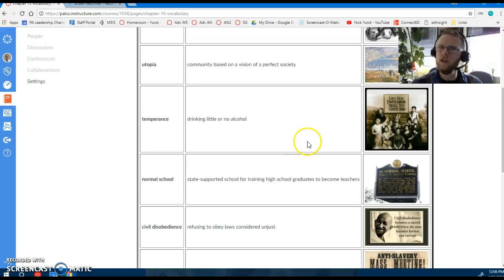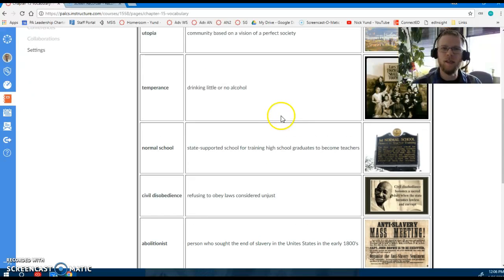Alright, temperance. Drinking little or no alcohol. The temperance movement was the movement to ban booze. A normal school was a state-supported school for the training of high school graduates to become teachers. It was like the first teacher school, a normal school.